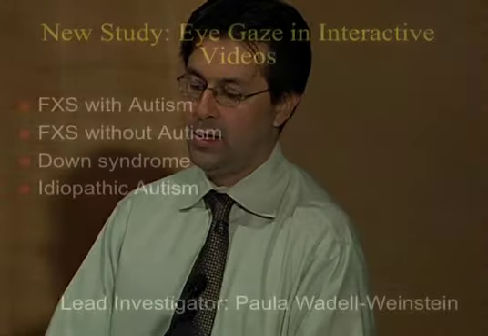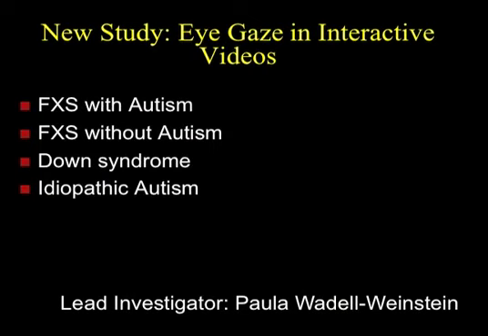So the new study that we're doing, that Paula Weinstein-Waddell, who's in the audience, is doing with me, is very exciting because we're actually expanding it now to look at how individuals with Fragile X and autism and controls process visually images that are not static, but actually more realistic social stimuli. And so for that study, we're enrolling individuals with Fragile X, with autism and without autism, a group of individuals with Down syndrome, and also individuals who have autism not due to Fragile X.